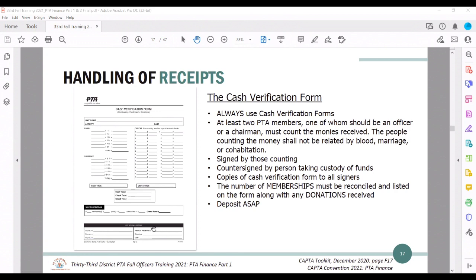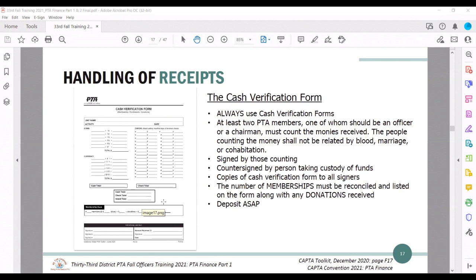Now over on this part, it should be co-signed by the person taking custody of the funds. So some PTAs have a financial secretary who might do this. Others who don't have a financial secretary could have the treasurer sign this part. The auditor should not be any one of these signatures. They should not be counting the money because they'll be looking over the books and examining your organization's records at the end of the audit period.